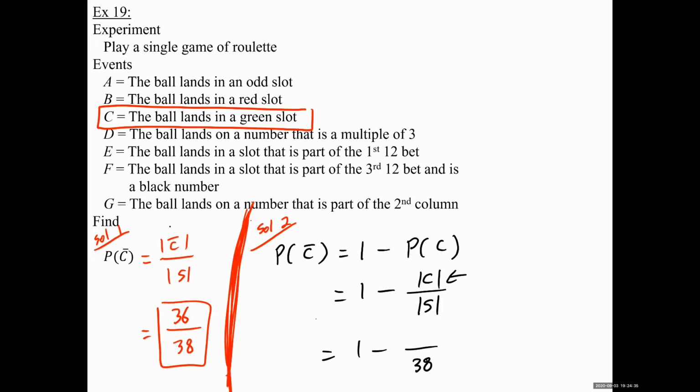So again, doing it this way, you count the slots that are not green. Doing it this way, you count the slots that are green. How many are green? Tell me. 2. Okay, and then you just subtract those. If you want to write this stuff, you can write 38 over 38 minus 2 over 38 so that they have the same denominator. Then you subtract and you get 36 over 38.